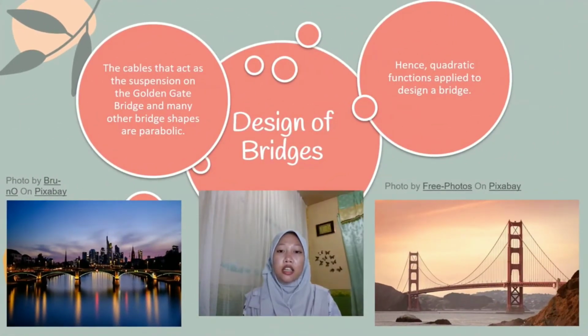Next, quadratic equations are also applied in designing a bridge for stability. The cable that acts as the foundation on the Golden Gate Bridge, and many other bridges, is parabolic in shape. You can see in the picture that the shape is a parabola. That's why quadratic equations are applied to design a bridge.